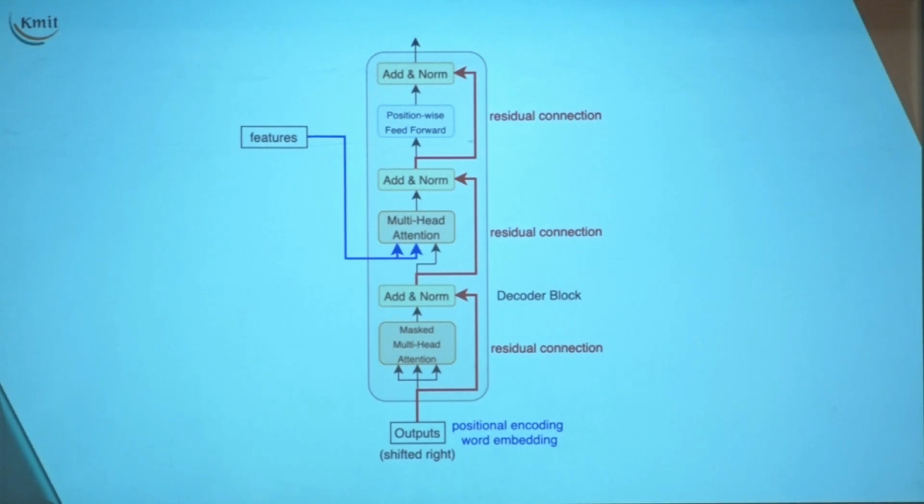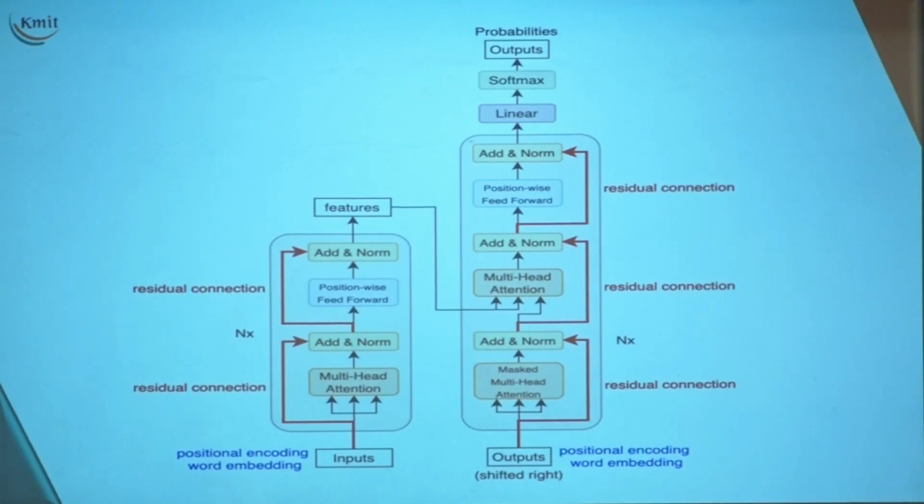Are you all clear with this? Yes or no? So the decoder block consists of three things now. What are they? Masked multi-head attention, which gives the prediction probability. The output of the encoder features are given to multi-head attention, from where we give it to the positional feed-forward network. Okay. Now this is your transformer architecture put together. Is that clear, everybody? Yes or no?